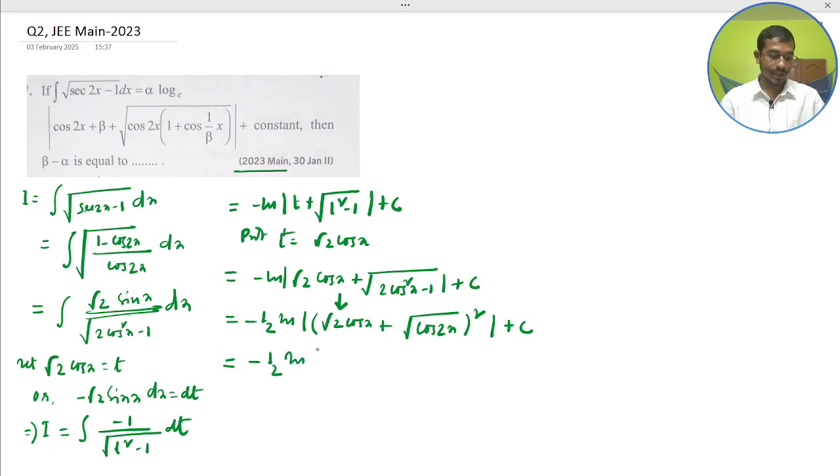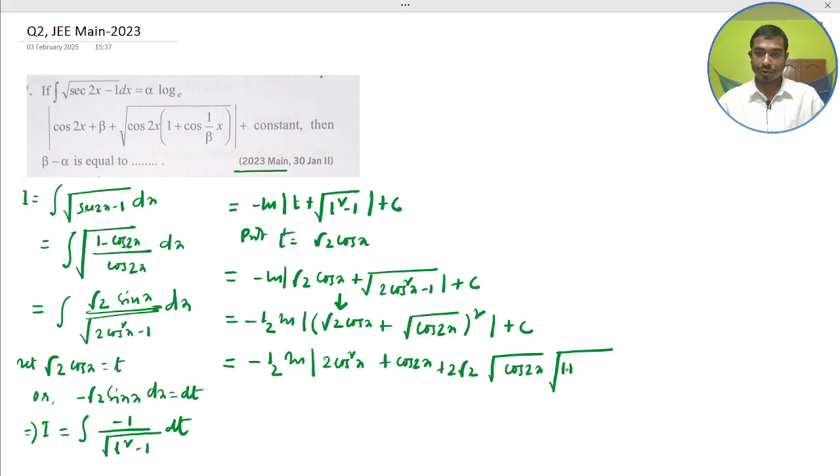Rigorous calculation should be done here. 2 cos square x plus cos 2x plus 2 root 2 root cos 2x into root over 1 plus cos 2x by 2 plus c as it is.